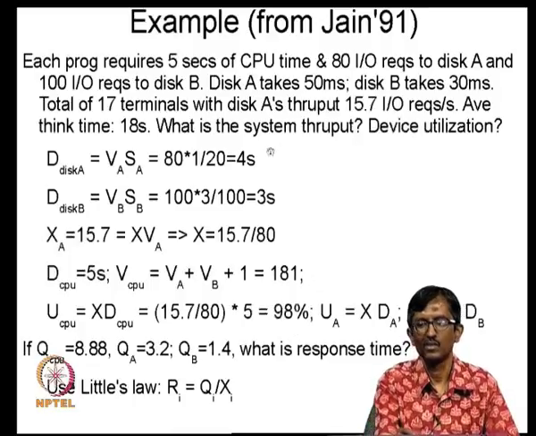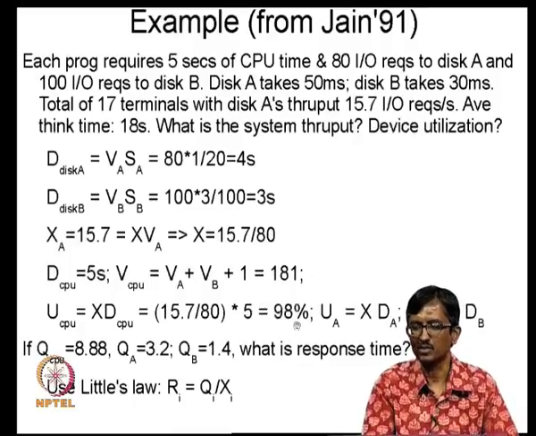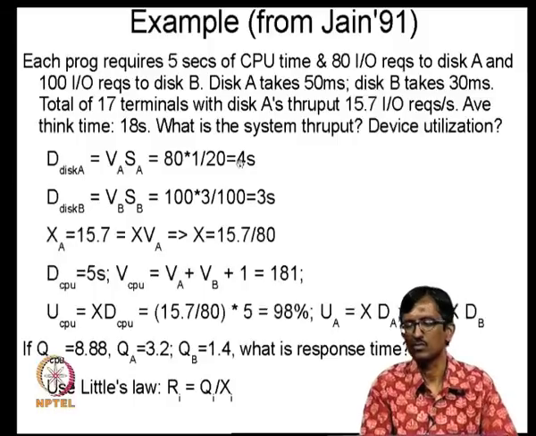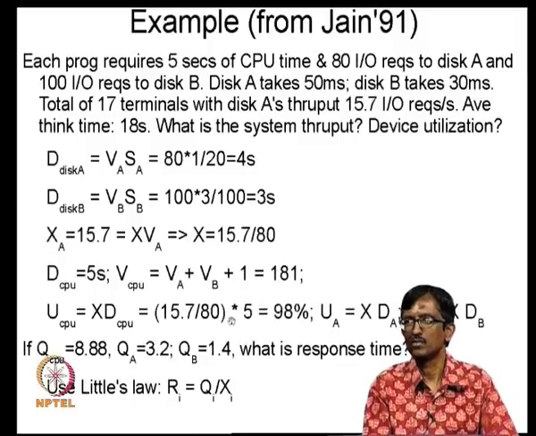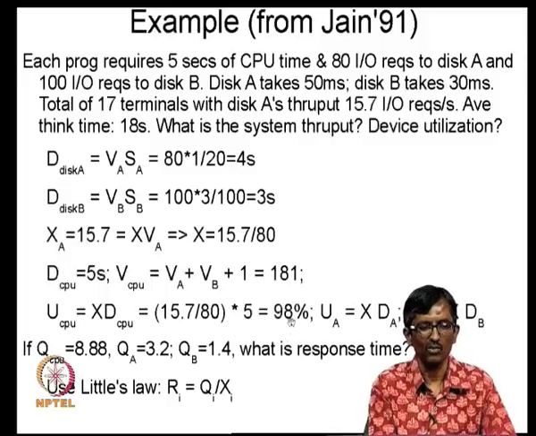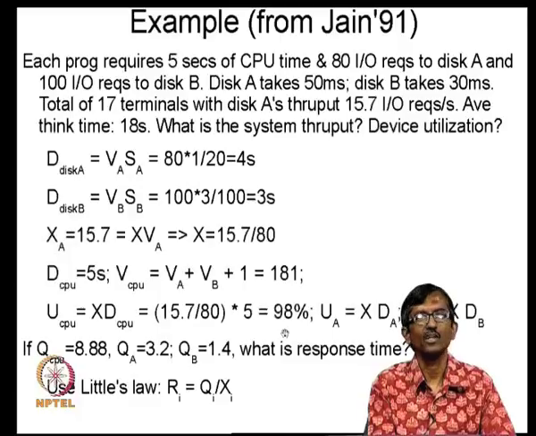Okay, that is the system throughput we have calculated, and the device utilization. You can also compute the device utilization of disk A and disk B, given that X is there and you know the total demand also. So you can make this kind of calculation. You can see from here that we have figured out that the utilization of the CPU is 98%. Now this is very high.